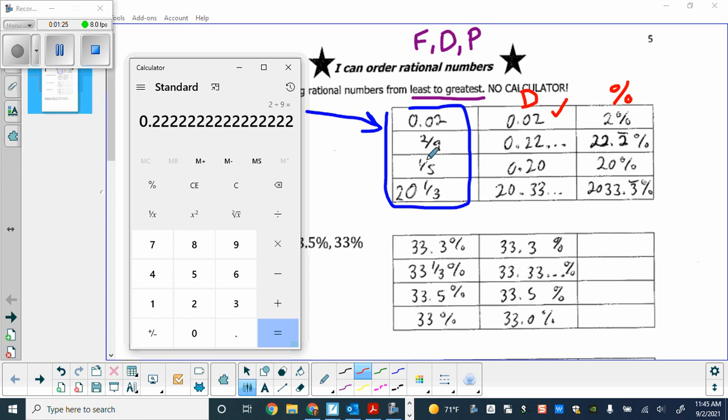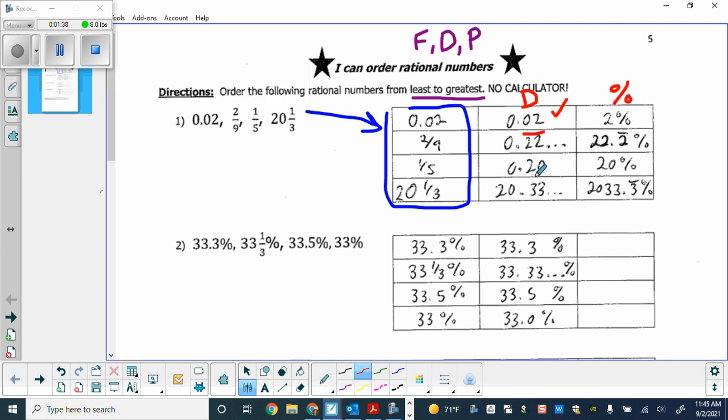Now, it's recommended that you have the 1/5 memorized, that's a 0.20. And 20 and 1/3, the 1/3 here would be a 0.3 repeating, so that's 20.3 repeating. Friendly reminder that you could also put a line over these values to show me that they go on forever and ever and ever, or you can use the dots.